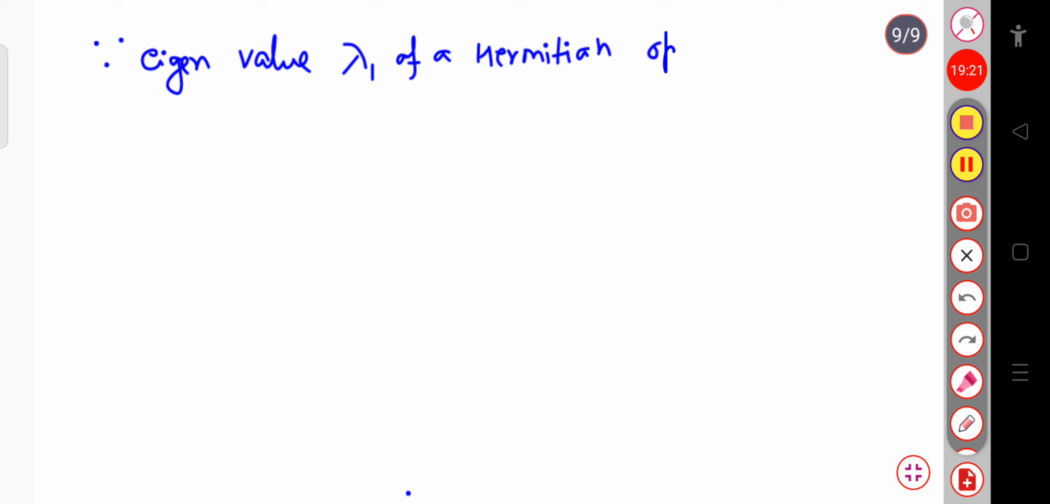So let us write, since the eigenvalue lambda 1 of a Hermitian operator must be real.